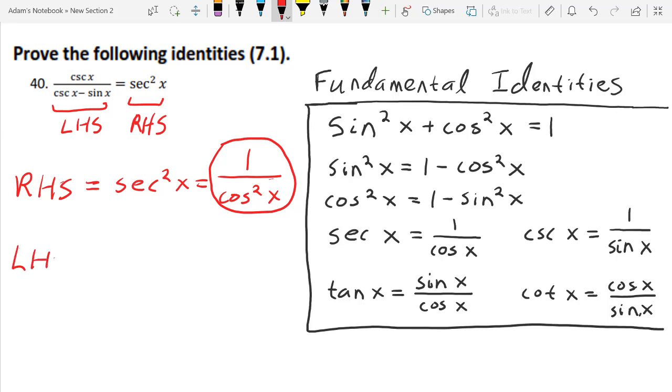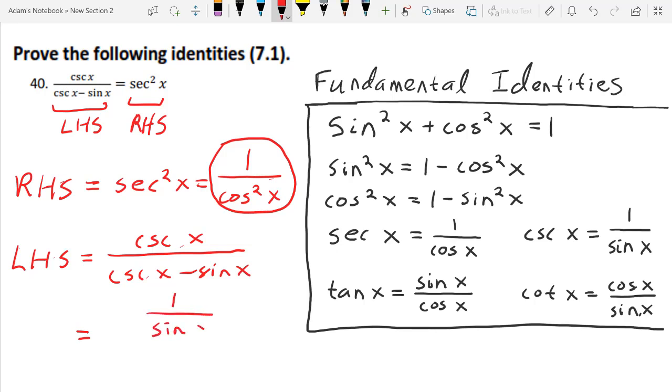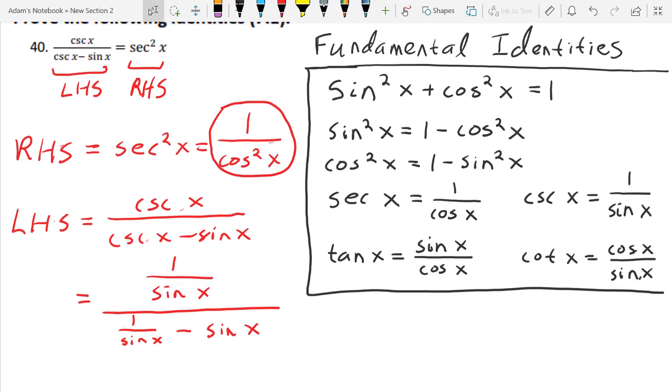Now we'll switch over to the left-hand side and take care of the cosecant and rewrite it using the fundamental identities. Cosecant is 1 over sine, so we're going to have 1 over sine x all over 1 over sine x minus sine x. And now we have extra fractions in the top and bottom.